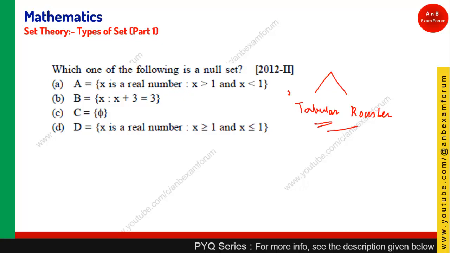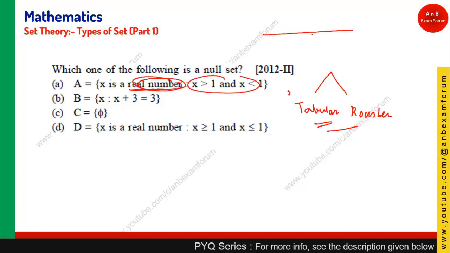So the condition is x is a real number such that x is greater than 1 and x is less than 1. Okay, and remember student, there is no real number between 1 and 1. Okay, there is no equal to condition there. So basically it is not any real number which fits with this condition.